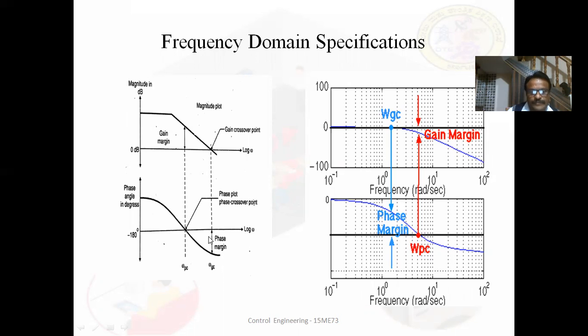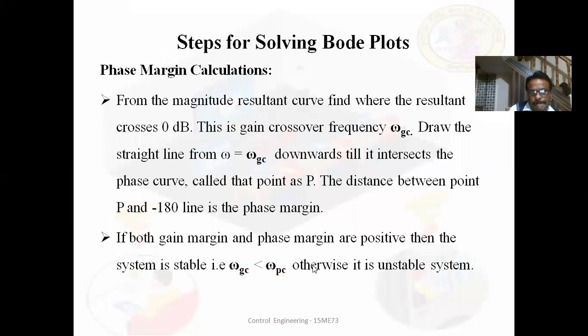Now you can see here, gain margin above this line is negative gain margin. The phase margin below this line is negative phase margin. Here it is positive, here it is positive. Here it is negative gain margin, here negative phase margin. If both gain margin and phase margin are negative, then the system is said to be unstable, or else if gain crossover frequency is greater than phase crossover frequency, then the system is said to be unstable.